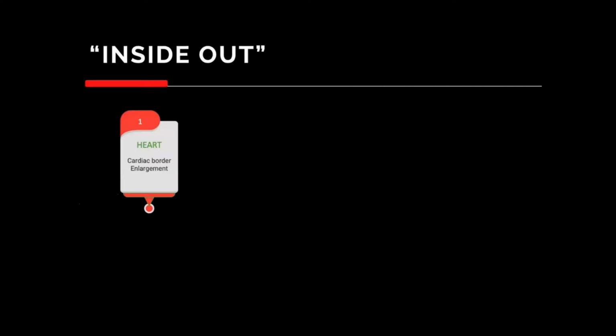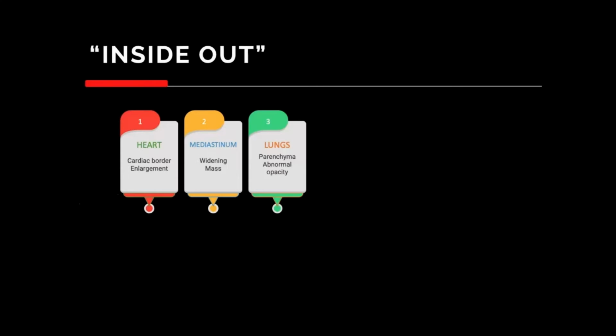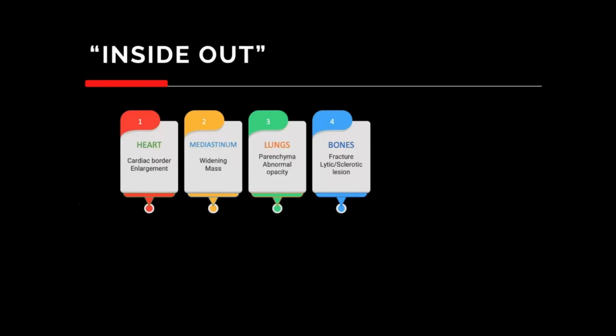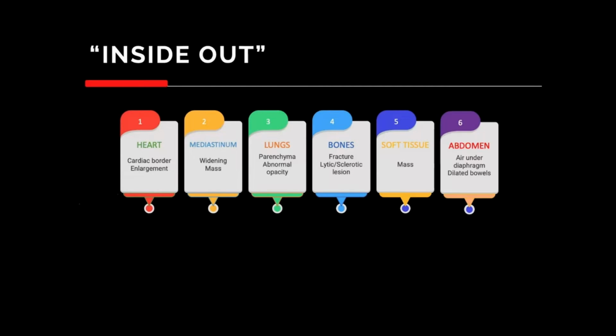Having said that, we need to have some system on how we interpret the X-rays. There are a few systems given by many speakers. So you can have an inside-out system. Go from central to peripheral, from the heart, check for heart border, enlargement of the heart, mediastinum, look for mediastinum widening. Is there any mass in the mediastinum? Lung parenchyma, and go slightly more peripheral. Don't forget the bones, don't forget the soft tissue, and finally don't forget the abdomen.